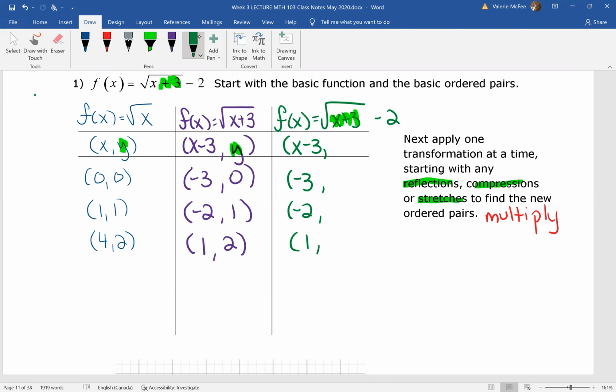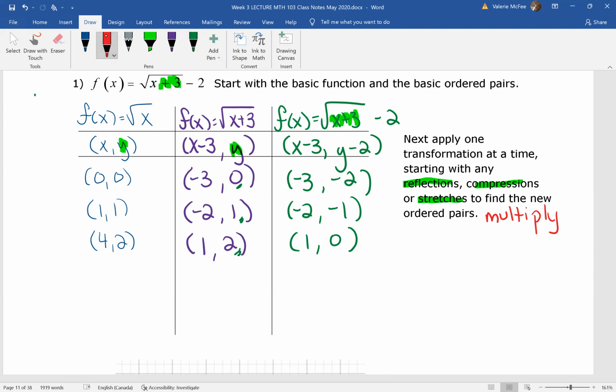But now we've got that minus 2. We're changing y. Yes, y minus 2. So we look at our y values, 0 minus 2, 1 minus 2, and 2 minus 2. Here are the ordered pairs for our transformation. But you should already have a picture in your mind of what's happening.